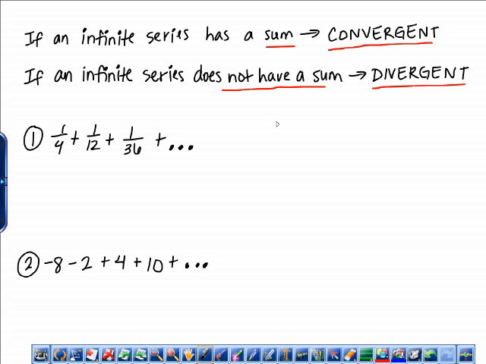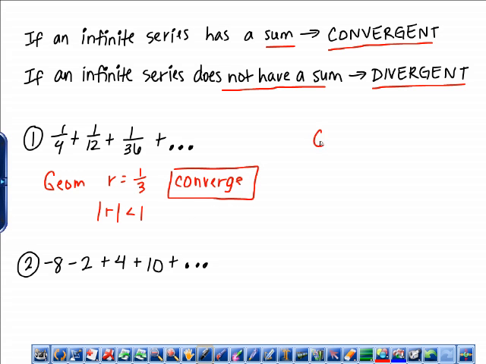Okay, so looking at number 1, I can see that I'm multiplying the denominator by 3, or I could say, okay, this is geometric, and the r value here is 1/3. Now, since this r value is less than 1, remember we had this absolute value of r is less than 1, then we know that this is going to have a sum. So I can go ahead and write converge based on previous knowledge from our 11.3 unit.